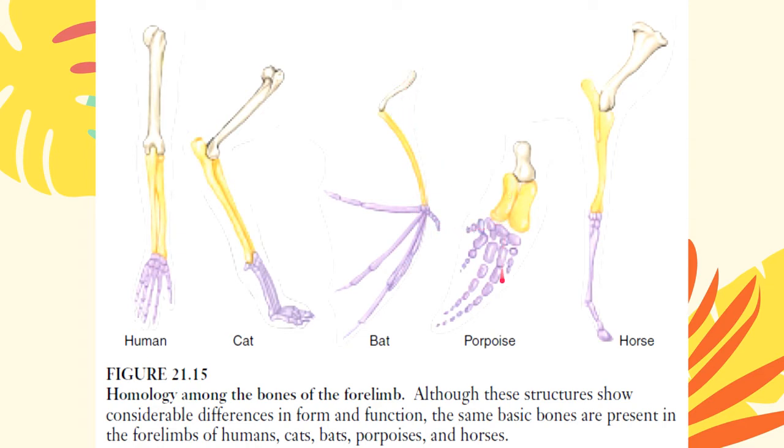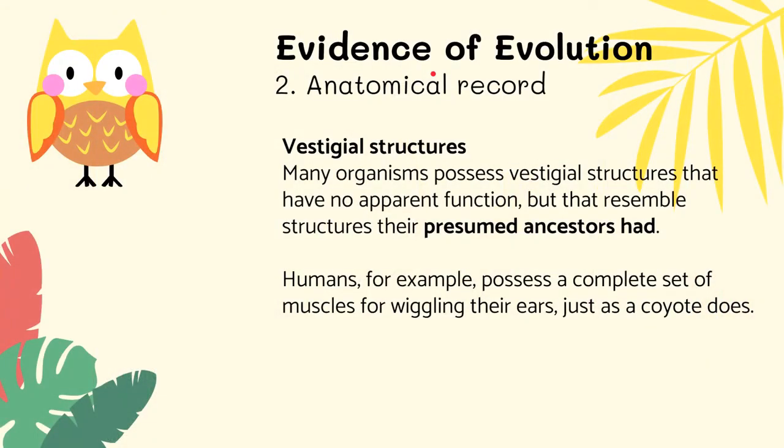Even in porpoise, right? They look like dolphins, but you know they're different species, right? So it's radius, ulna, carpals, metacarpals, and then even in horses. Four limbs, radius, ulna, carpals, which evolve into this long bone there, then metacarpals here. So these structures show considerable differences in form and function. However, the same basic bones are present in the four limbs of these representative animals, all suggesting that they might have a common ancestor. The second evidence for anatomical record are vestigial structures.